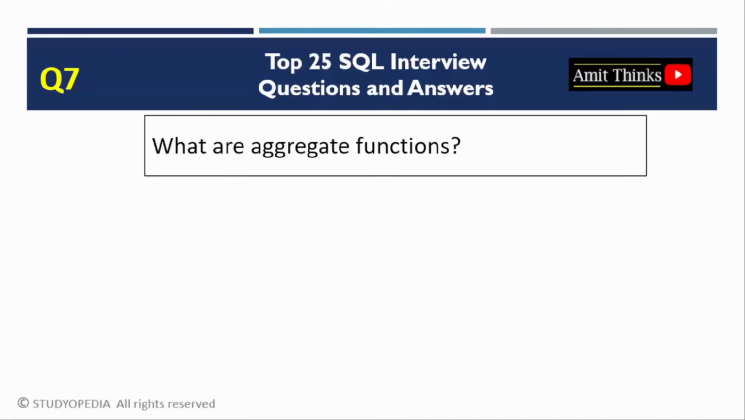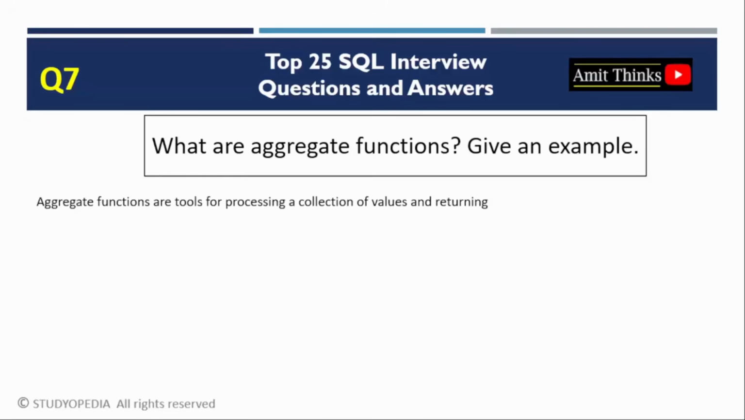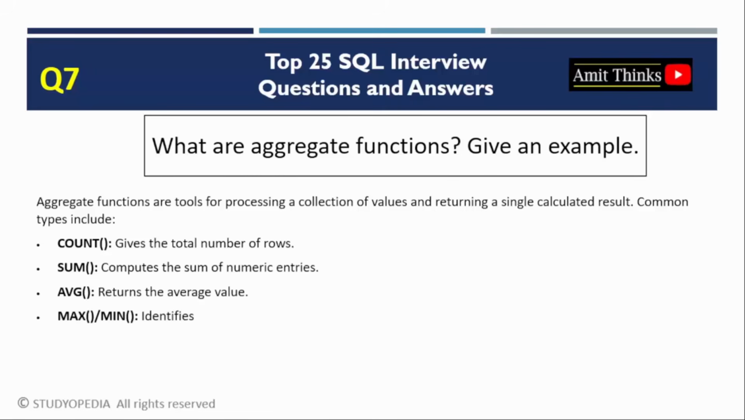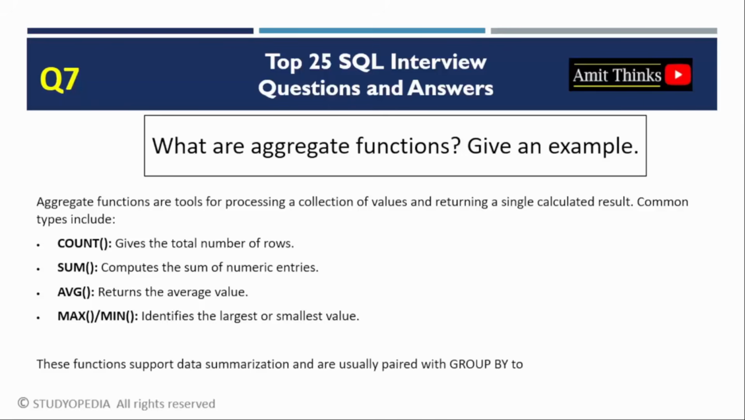Next, we have aggregate functions in SQL. Aggregate functions perform calculations on a set of values and return a single value. Common functions include count, which returns the number of rows, sum that adds up numerical values, average that calculates the average. We also have the max or min function, which identifies the largest or smallest value respectively. These functions are essential for data summarization and are often used with group by for segmented analysis.